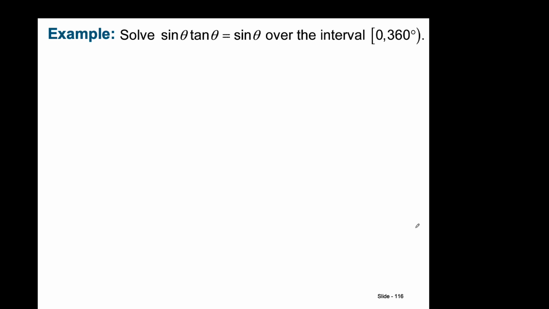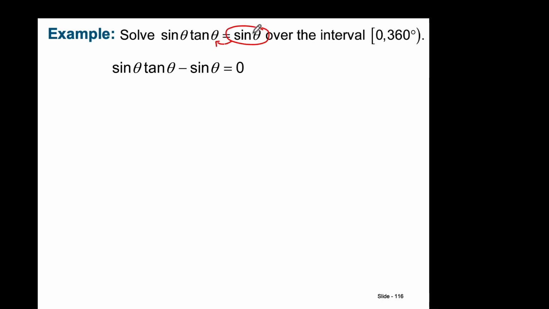All right, next one, we're asked to solve sine of theta times tangent of theta is equal to sine of theta over the interval 0 to 360 degrees. All right, let's manipulate this equation by setting it equal to 0. So let's take this sine of theta, subtract it from both sides of the equal sign.